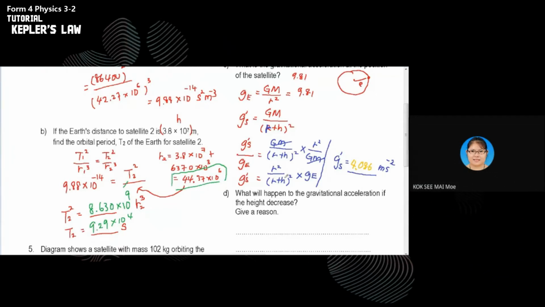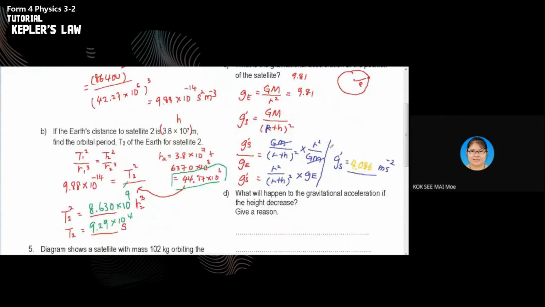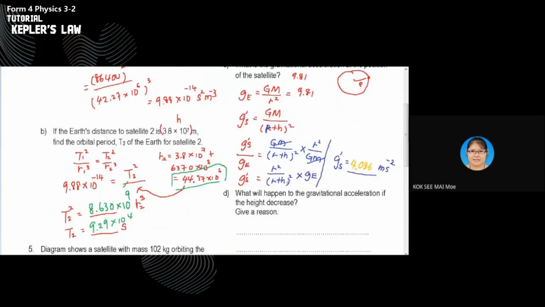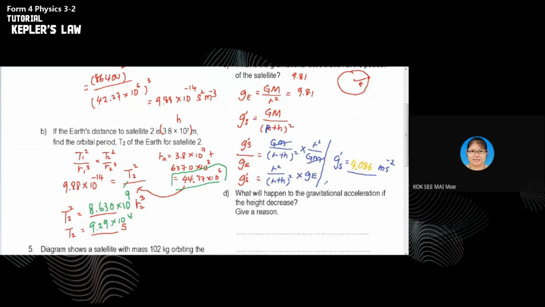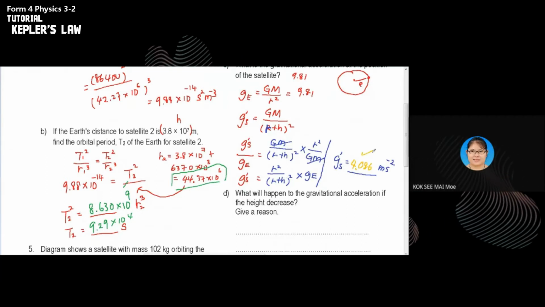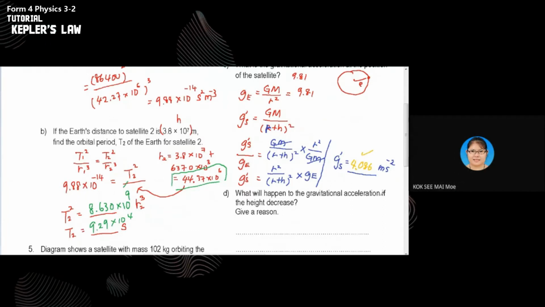We already got this answer from before, 9.87. So you take the small r over this whole thing. After dividing, you square the whole thing, then multiply by 9.81. Then you get this answer, 4.086. Okay or not?